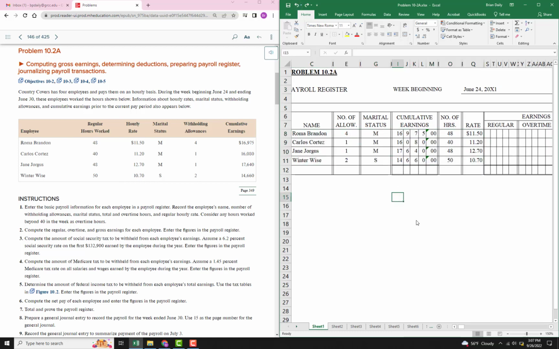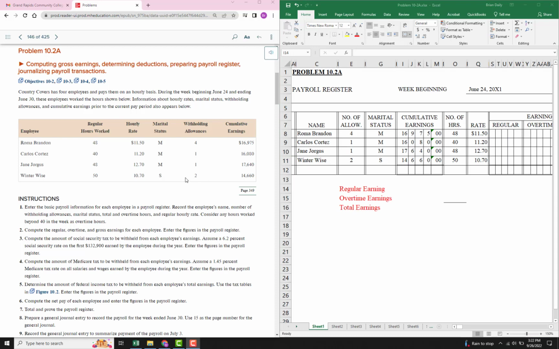Boom, that's done. So now we get into some detail here, and we have to do some calculating. For this first employee, Roma Brandon, they worked a total of 48 hours this week. What we need to do is figure out how many of those hours are going to be paid at the regular rate and how many will be paid at the overtime rate. It told us in the narrative to consider any hours beyond 40 in the week as overtime hours. And this sentence also implies that all hours up to 40 hours during the week are regular hours.